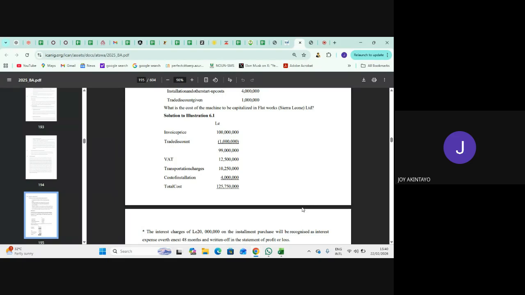Now, the interest charges of 20 million will be recognized as an expense over the 48 months. So the interest charge is expensed because the asset is now in use. Are we together?